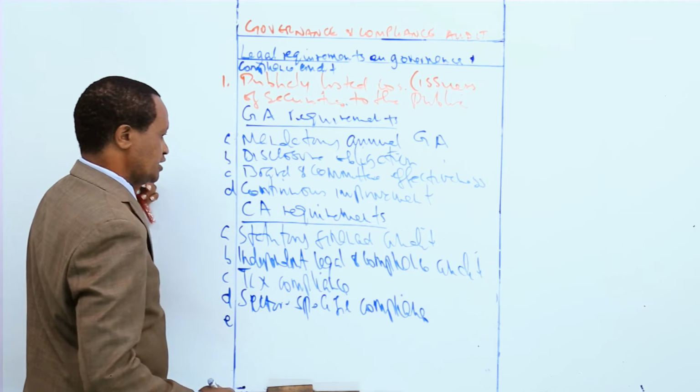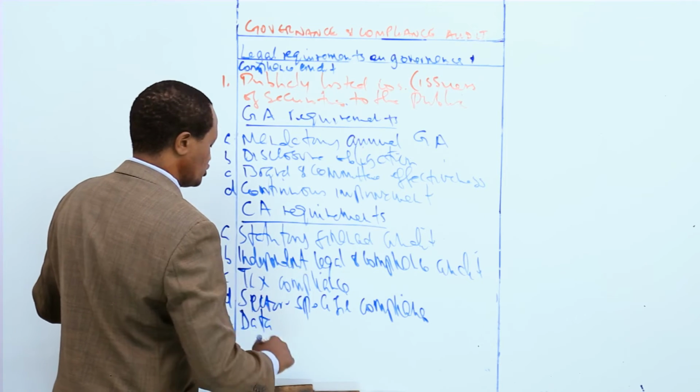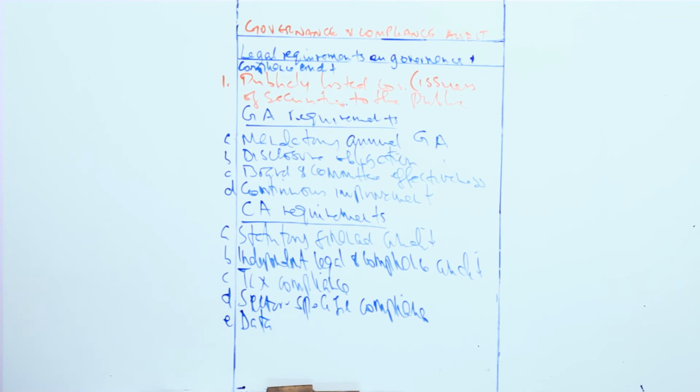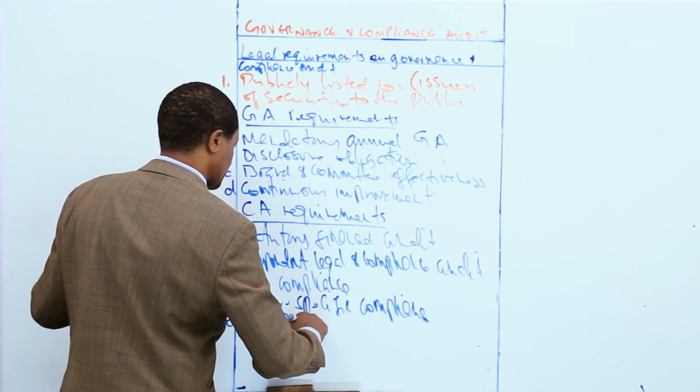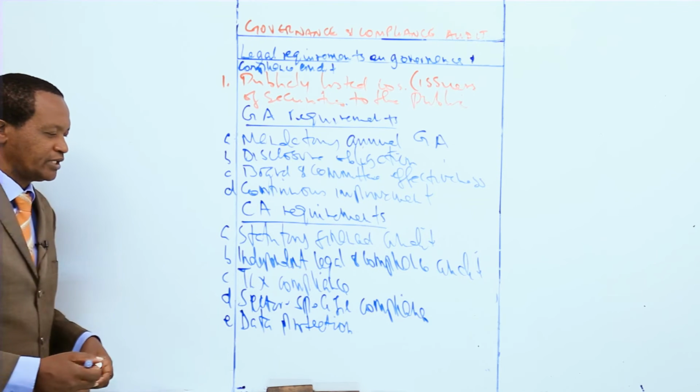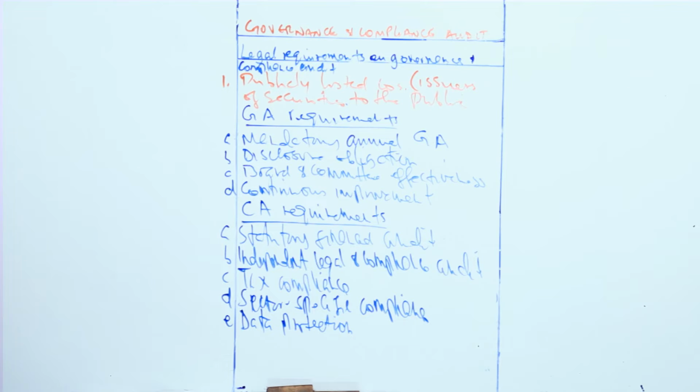So we have data protection. There's also compliance with regard to data. Data protection is another requirement. Data is becoming a huge thing, and companies are required to comply with the Data Protection Act, including principles of data processing, registration with the Office of the Data Protection Commissioner, and also potentially the data protection impact assessment and audit requirements as per the data protection compliance audit regulations.